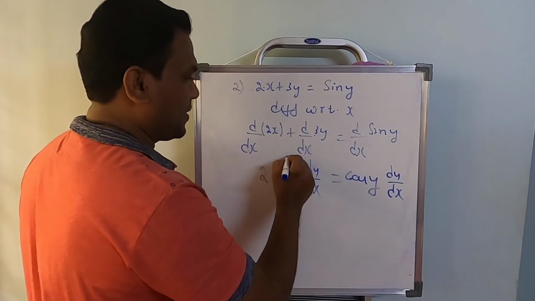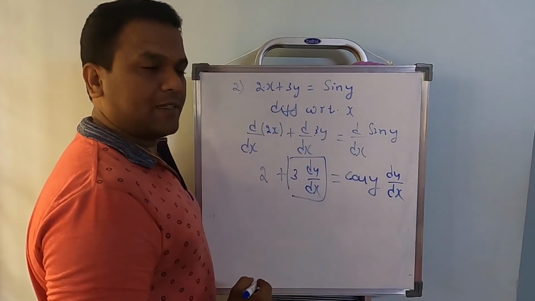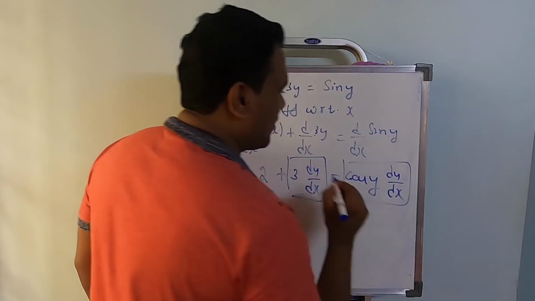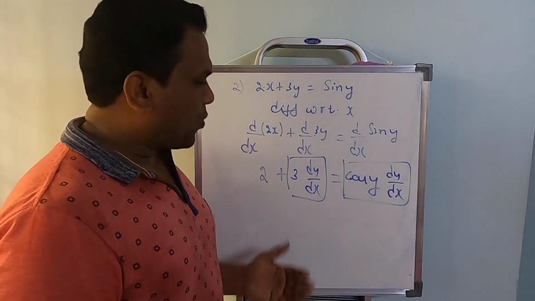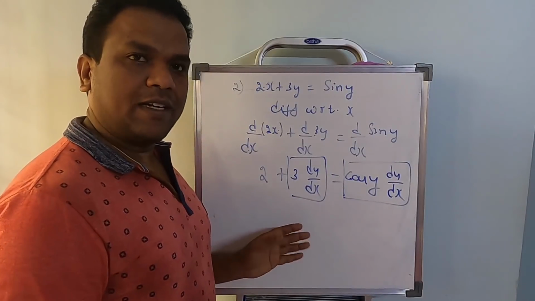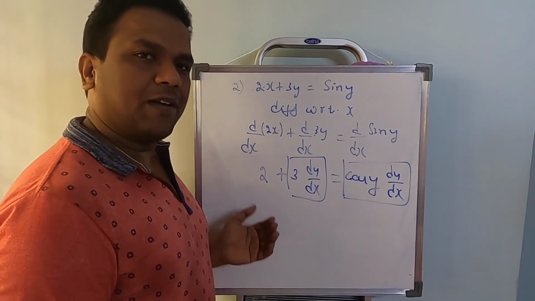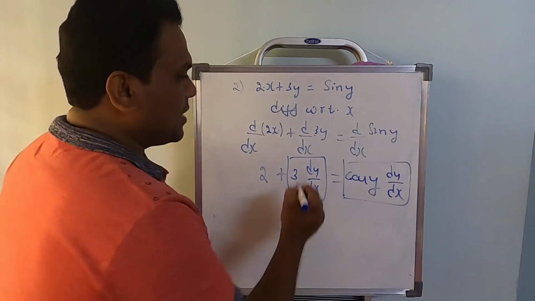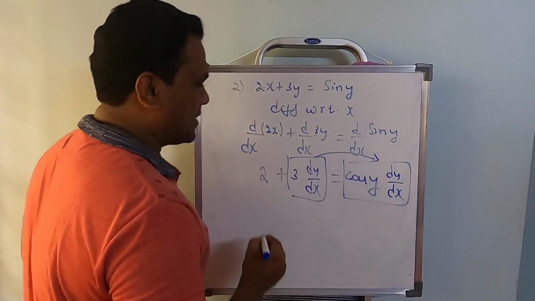And notice here, there is a dy by dx on the left side and there is one more dy by dx on the right side. So what we will do is, we will collect them to one side, take dy by dx common, simplify and reduce it to dy by dx. So let me just shift this term to right side.